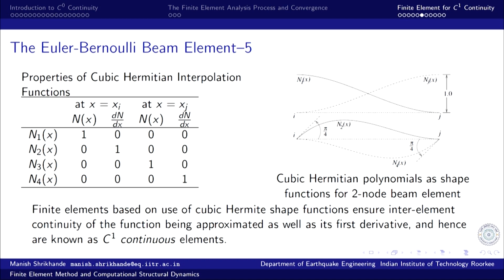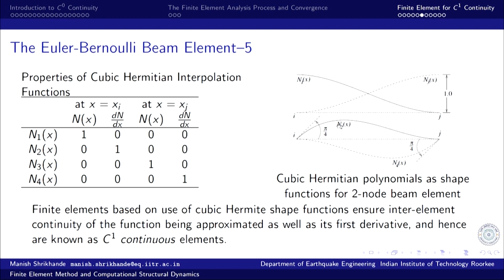So, these properties are encapsulated in this plot of the interpolation functions. N1 looks like this. It starts at 1 and the slope is of course 0, and it gradually goes to 0 at node j with 0 slope. This is of course a cubic polynomial. N3 is the complement of this: if you compute 1 minus N1 you will get N3.